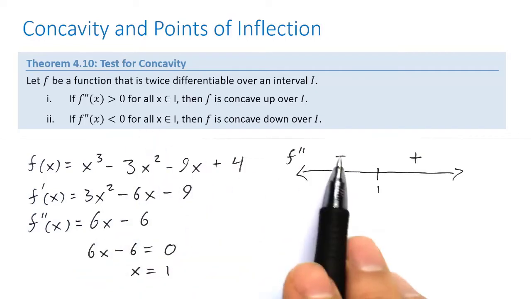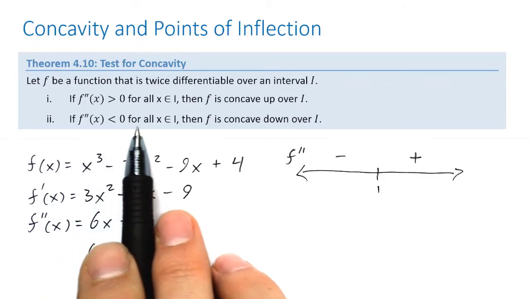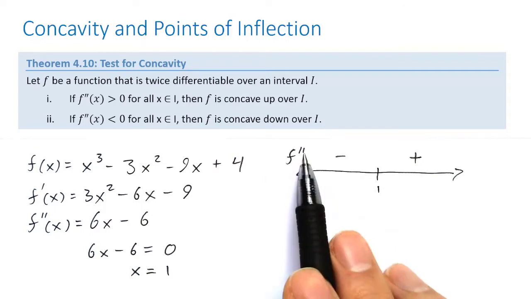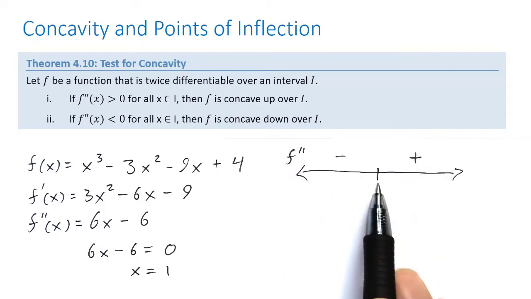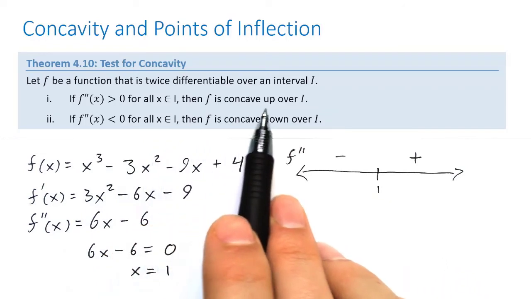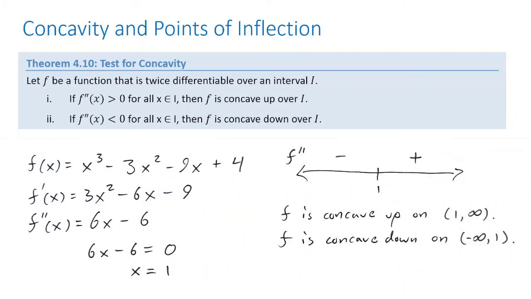So we see that f double prime is negative on this interval, from negative infinity to 1. So that is where f is concave down. And f double prime is positive on the interval 1 to infinity. So that is where f is concave up. All right, so we have these intervals of concavity.